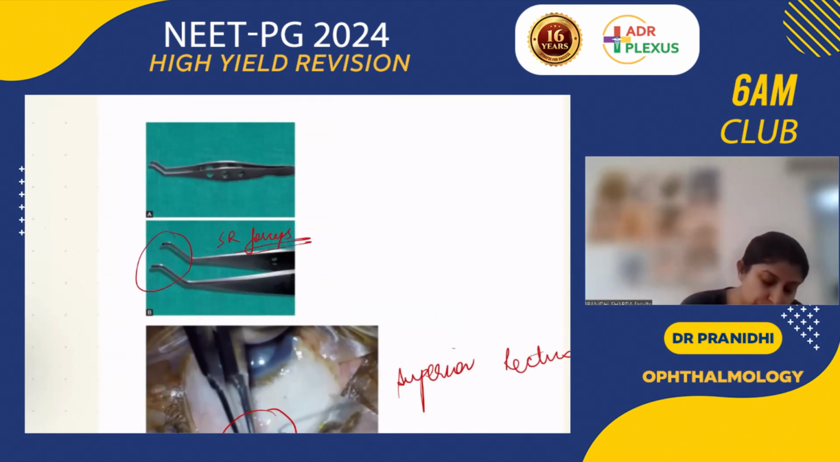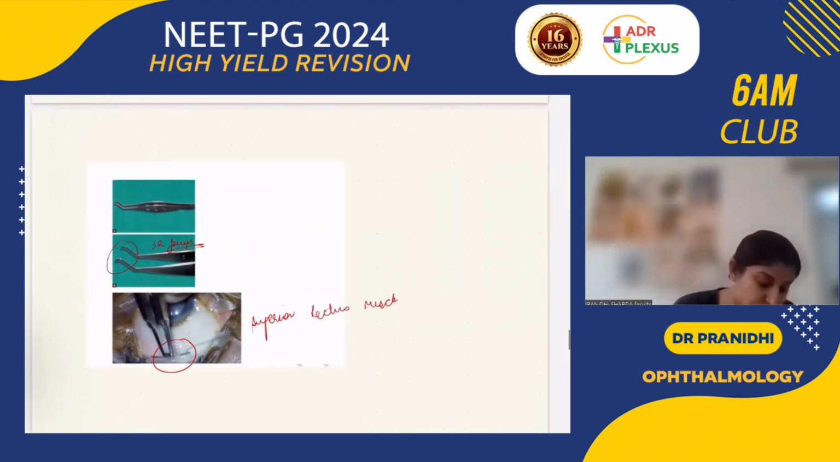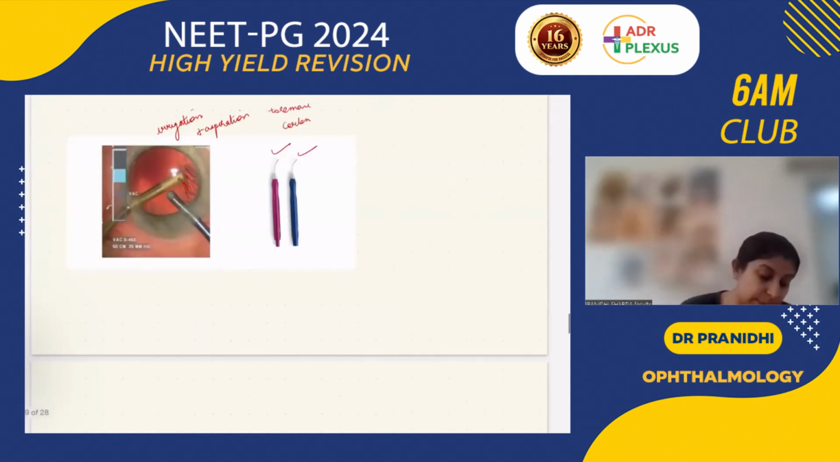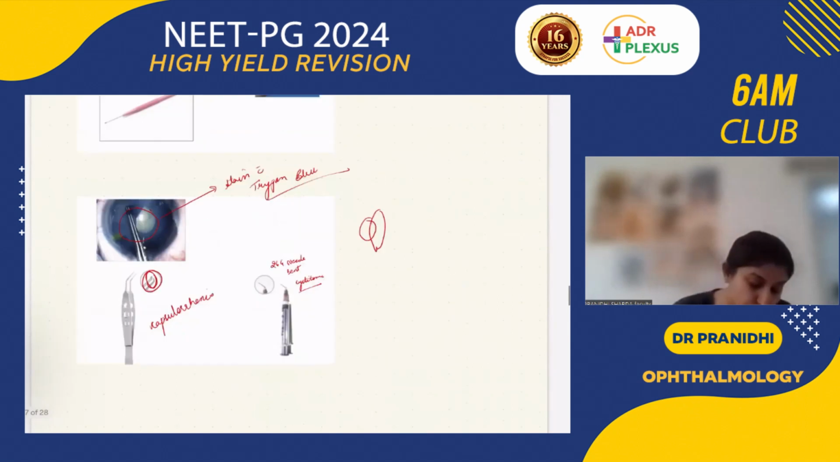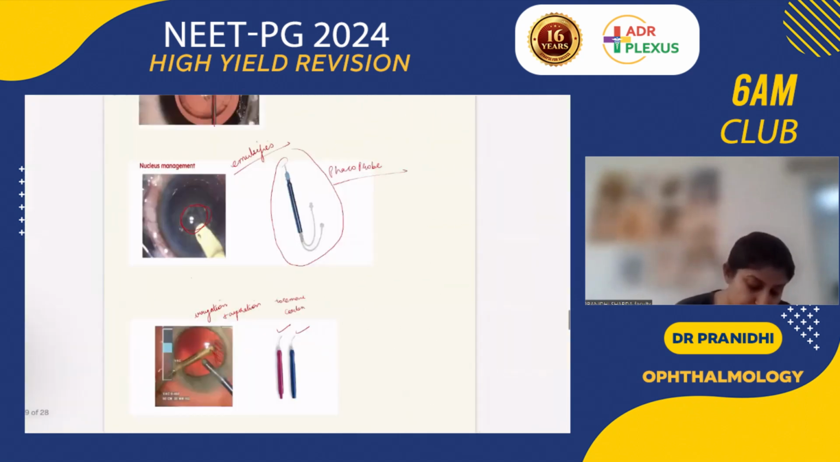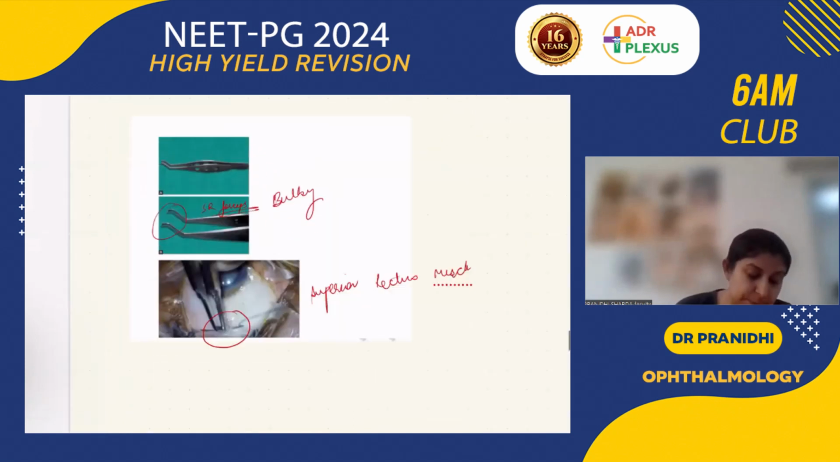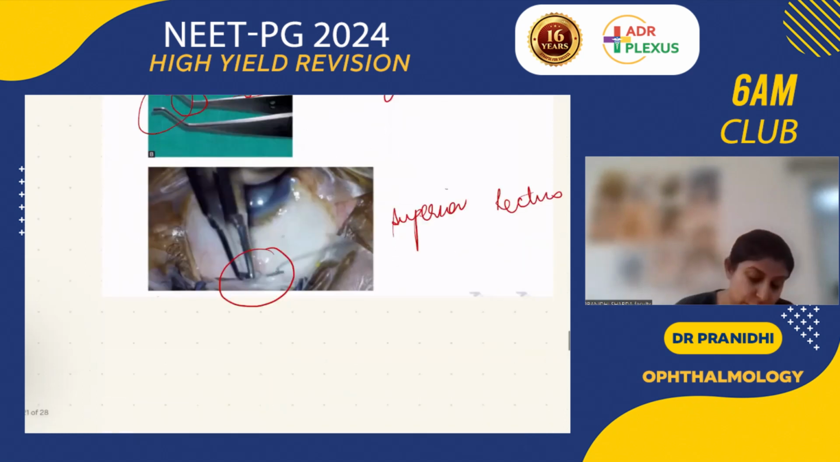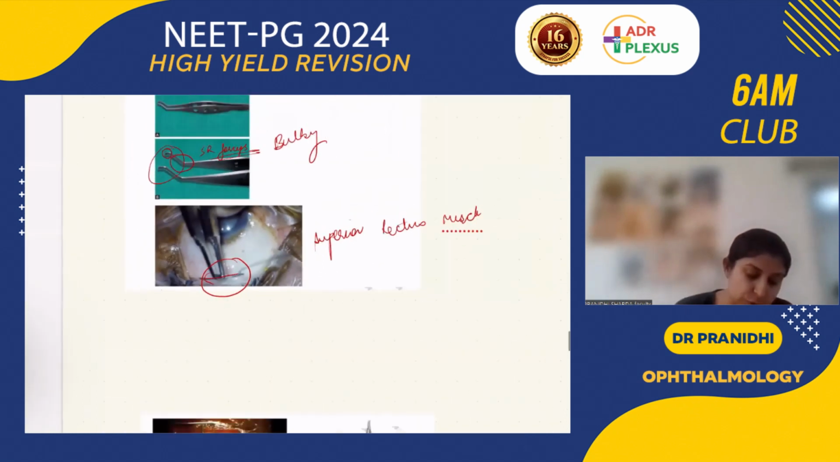Do not confuse it with the capsulorhexis forceps. You can see it is a bulky forceps, and the capsulorhexis forceps had teeth only in its anterior-most part. But this superior rectus forceps is bent, it has teeth, and it is bulky. It is used to apply a bridle suture in the superior rectus.